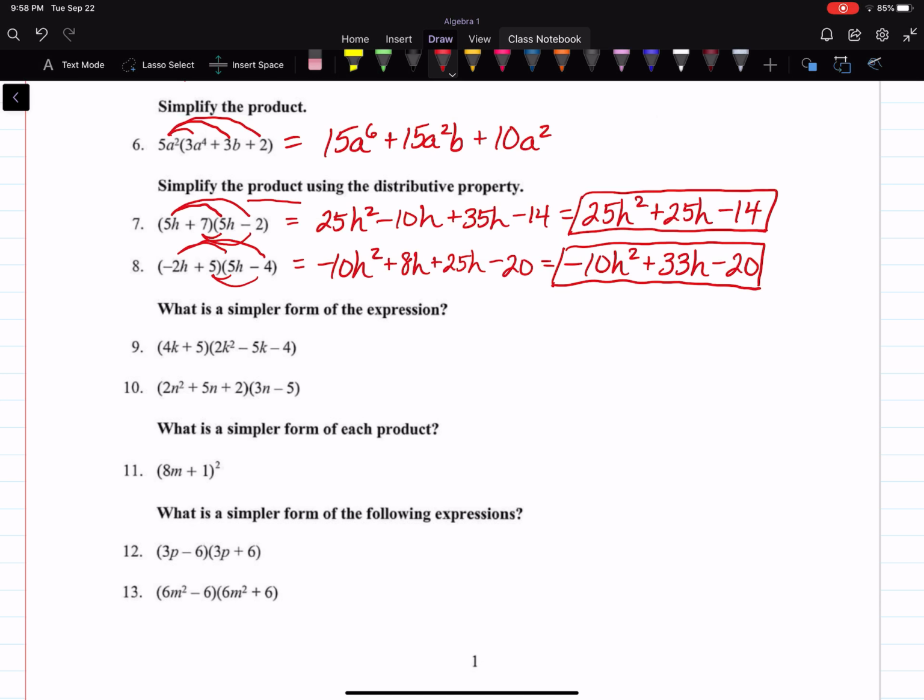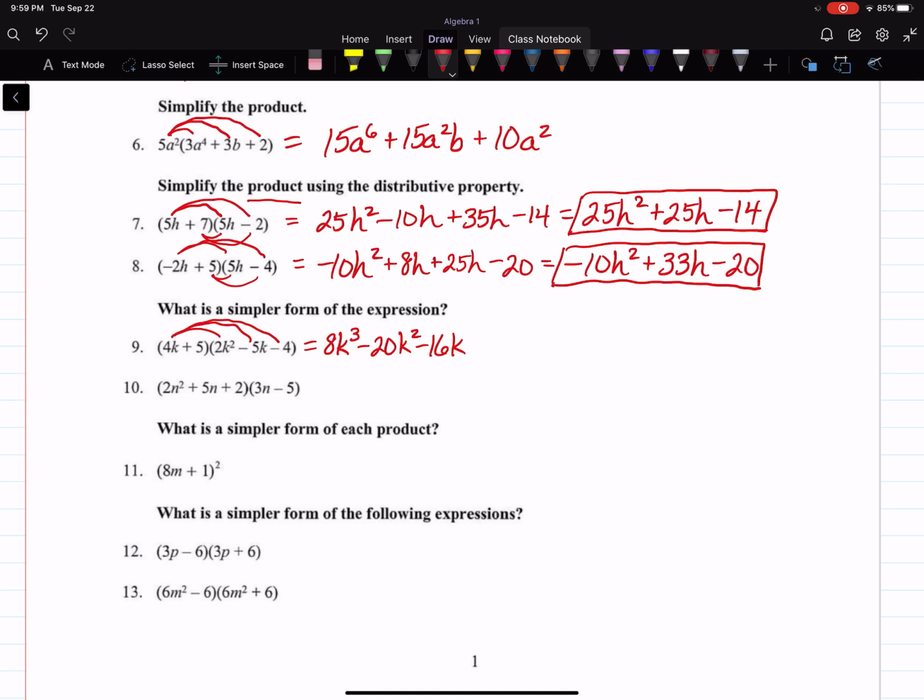All right, 9 and 10, still multiplying. This time you're multiplying a binomial times a trinomial. So it's the same process, it's just a little longer. 4k times 2k squared would be 8k to the third. 4k times negative 5k is negative 20k squared. 4k times negative 4 is negative 16k.